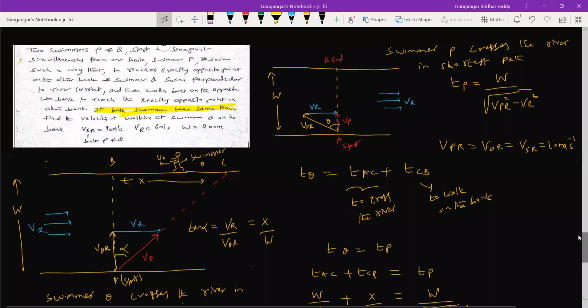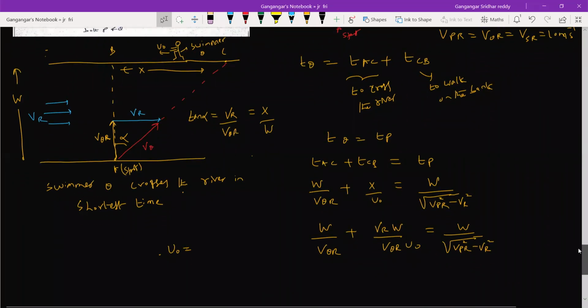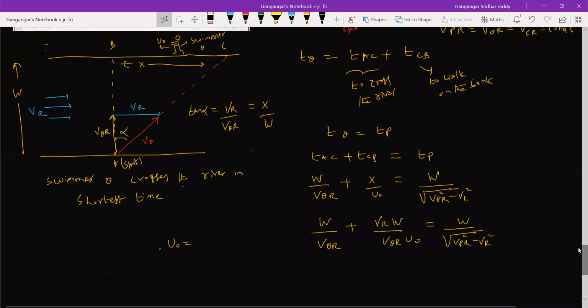Anybody, the value? 24 meters per second, sir. How much? 24 meters per second, sir. Yeah, okay, fine. That will be our answer.